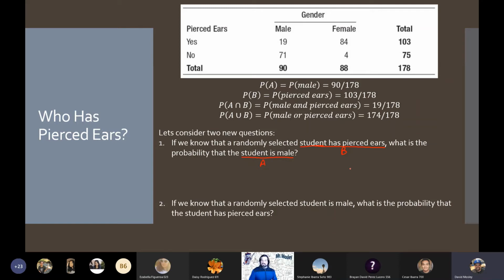So I'd like you guys, just in the chat real quick, you don't have to say anything out loud, type in A or B. Which one do you think is the conditional event or the given event? A. Right, Yusuf is going with A.